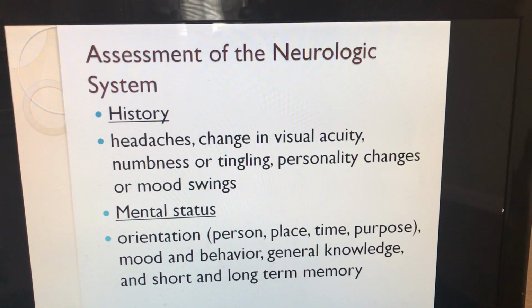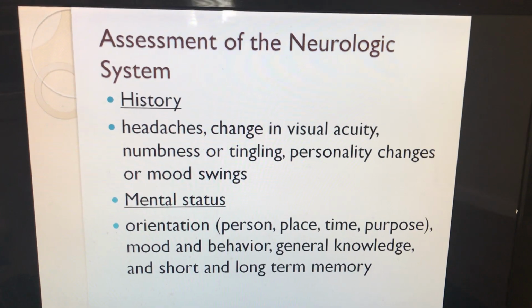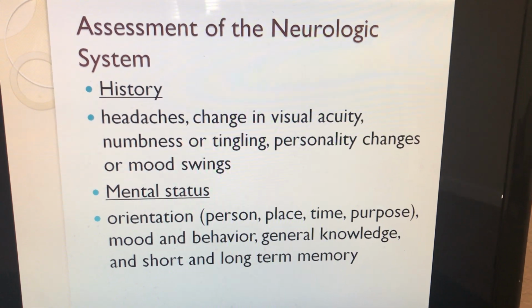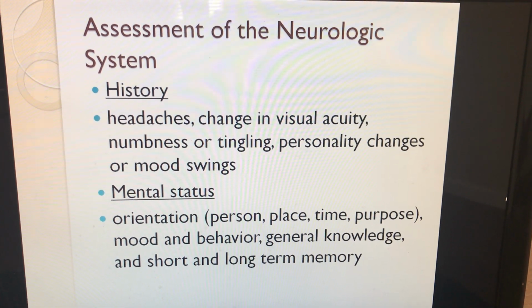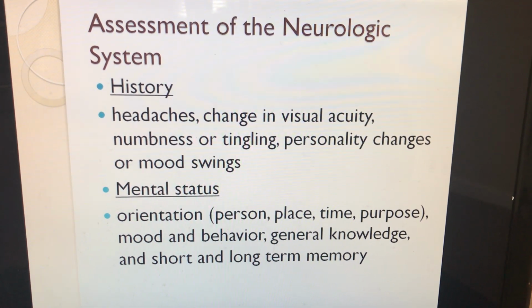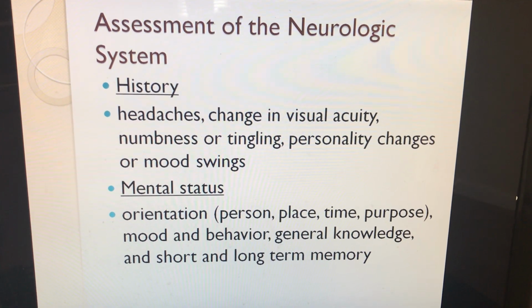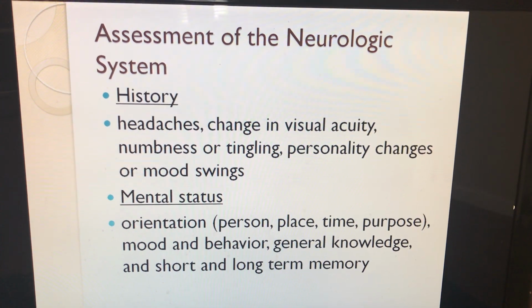So now I'm going to talk about the assessment of the neurologic system. You want to assess the patient's history for any headaches, change in visual acuity, numbness or tingling, personality changes or mood swings. You want to assess the mental status, so their orientation to person, place, time, and purpose, mood and behavior, general knowledge, and short and long-term memory.